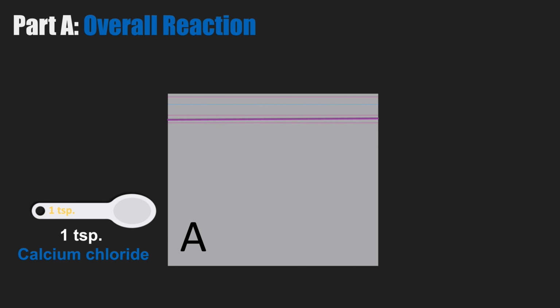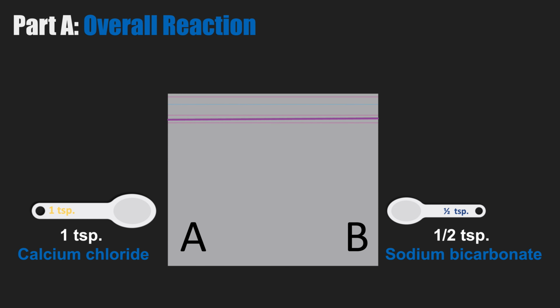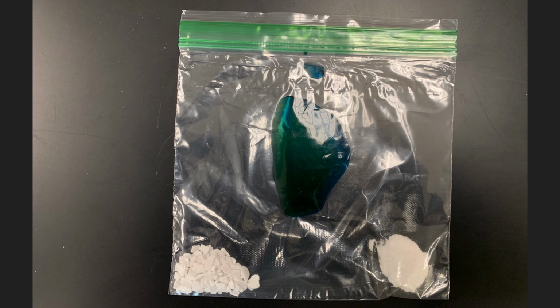All right, now we need to go over the overall reaction, how we're going to perform that. So inside of a Ziploc bag, in the lower left-hand corner, we're going to add 1 teaspoon of calcium chloride. Then in the lower right-hand corner, we're going to add a ½ teaspoon of sodium bicarbonate. Then we're going to measure out 5 milliliters of bromothymol blue in a graduated cylinder and place that towards the top of the bag.